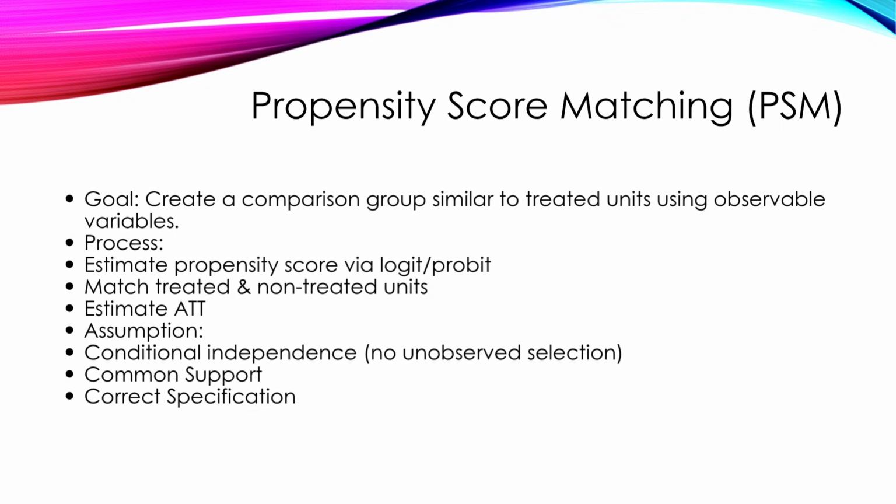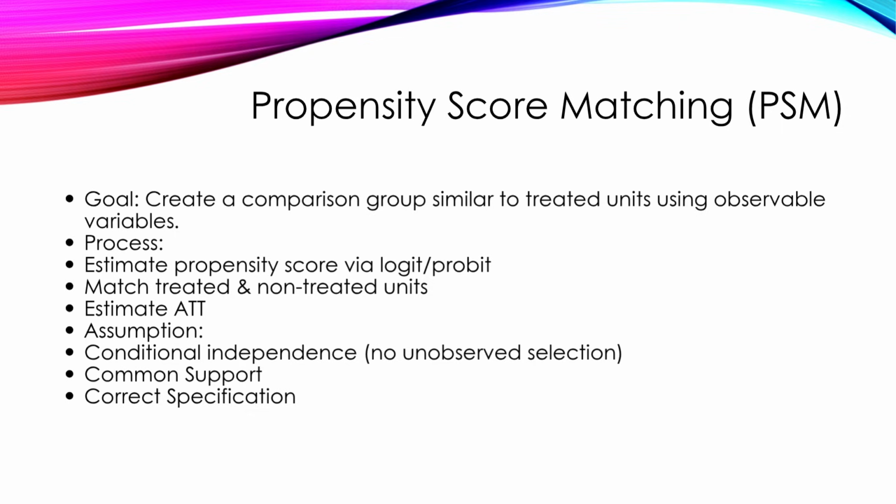Now, when estimating the ATT with propensity score matching, we compute the propensity scores via a logit or probit model. Then for each treated person, we find a non-treated person with a similar score. Then we calculate individual outcome differences, so Y1 minus Y0, and then the mean of these differences is equal to the ATT.